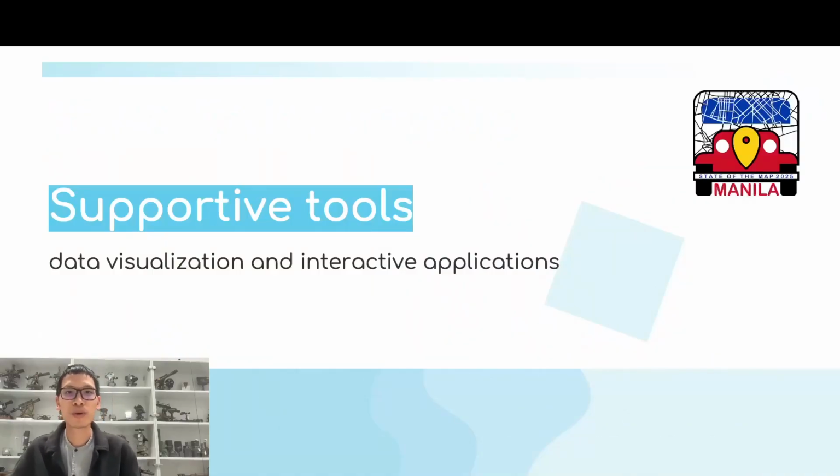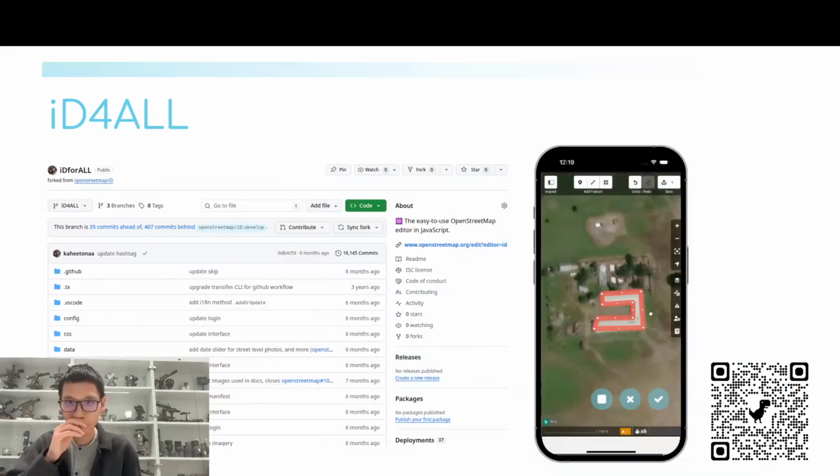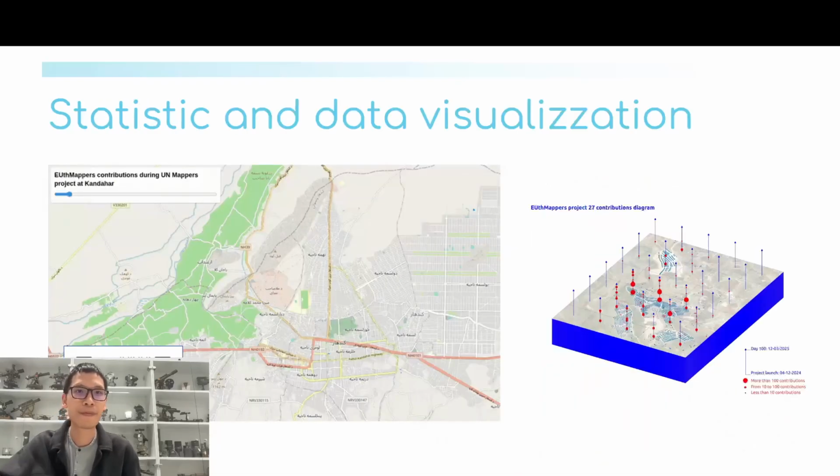Finally, we come to all the supportive tools. Throughout 2 workshops, we have used several interactive quizzes, such as multiple choice or geospatial quiz, so that the students can interact well with the topics. We also enhance iD editor so that it can work well on the smartphone.